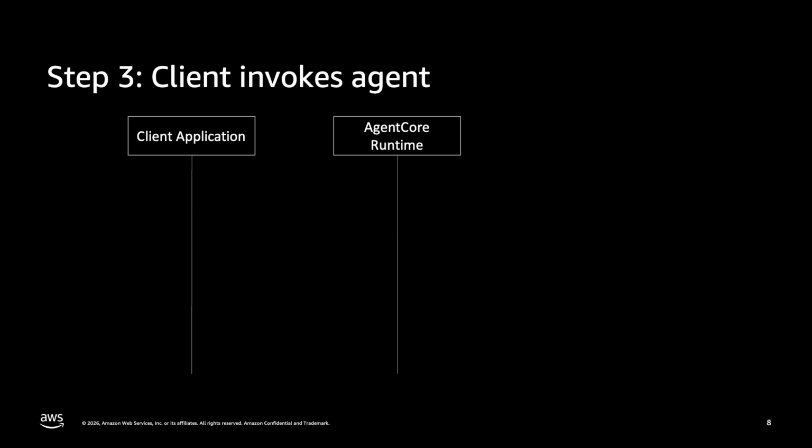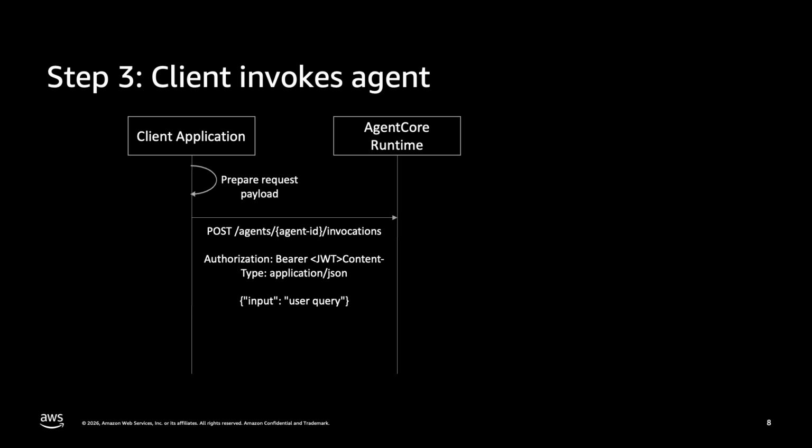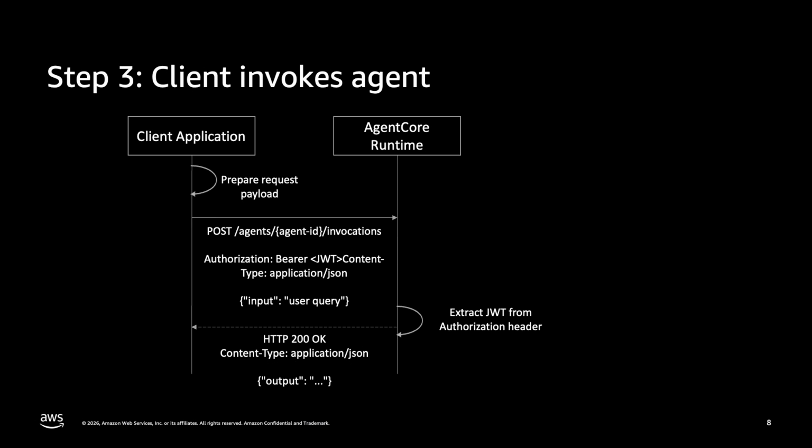Now your client has a token and is ready to invoke the agent. It prepares the request payload and makes a POST request to the agent's invocation endpoint. The key here is the authorization header. It includes the JWT as a bearer token. The outcome is a response back to the caller. But how did Agent Core Runtime confirm the caller's identity and authorization? That process is orchestrated behind the scenes, and it starts with extracting the JWT from the authorization header.